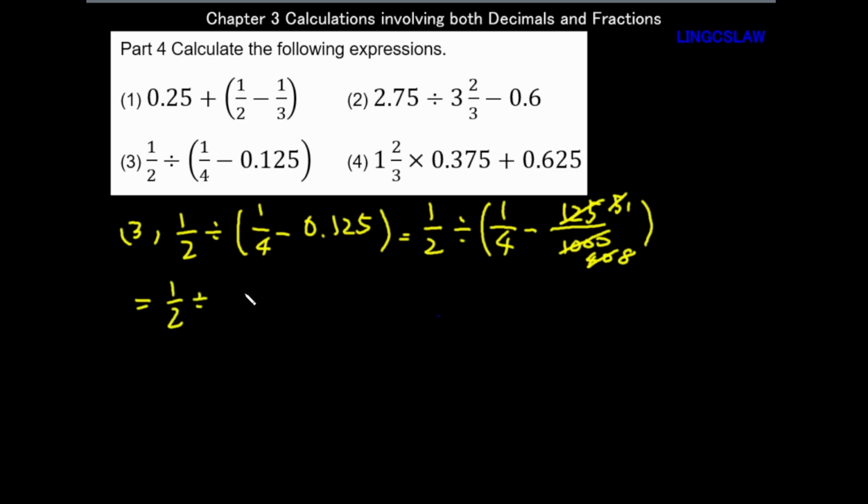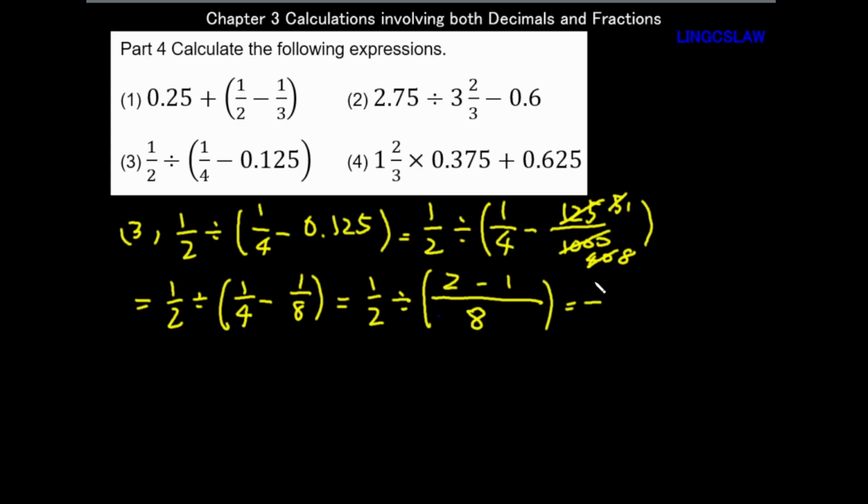1/2 divided by 1/4 minus 1/8 equals 1/2 divided by 2 minus 1 equals, this will be the 2. So divided by 1/8 equals times 8 equals 4. The answer is 4. Number 4.